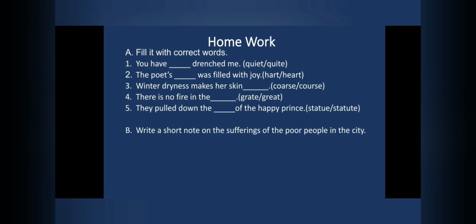Students, next one is to fill in the blanks with correct words. The words which are given to you in the brackets are called homonyms. Homonyms means words having the same sound but different meanings and different spellings. First one is, you have dash drenched me. Both words sound quite alike but have different spellings, so you have to be careful which word you fill in.